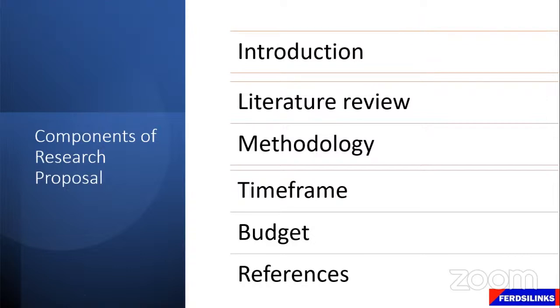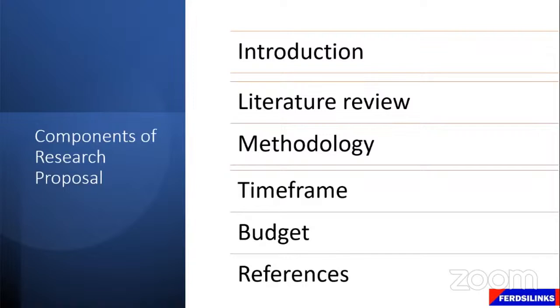We have the methodology, which is basically the how of the research, how you intend to go about it. We talk about the time frame, the budget, and the references. These are key aspects. It can be more, it can be less, depending on the institution. But these are cardinal elements when it comes to a research proposal. They are the pivots that define what you need to do.